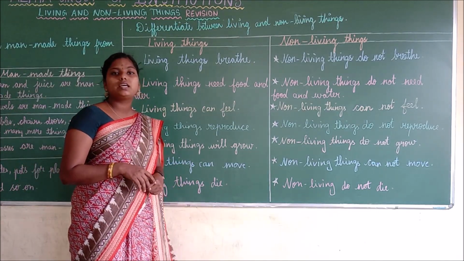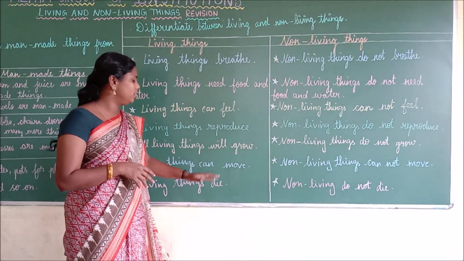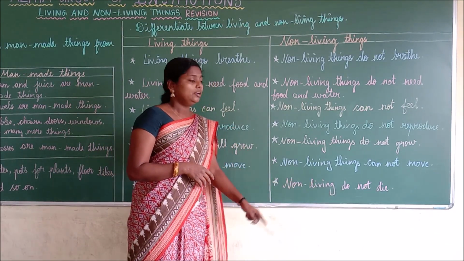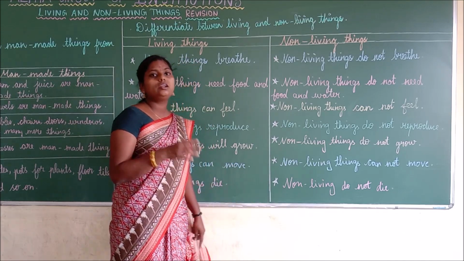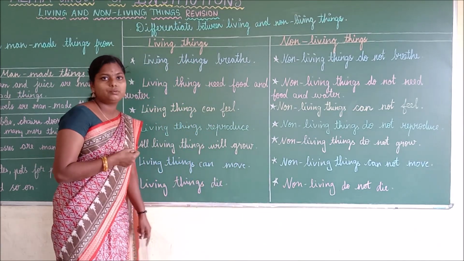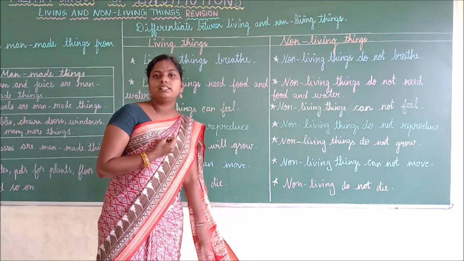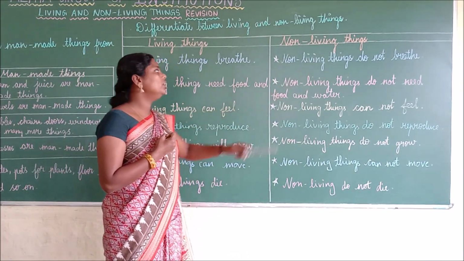So we living things have a lifespan. After it is gone, we will die. But non-living things do not die. So there are 7 differences. Shall we see it once again? The first one, living things will breathe. Non-living things do not breathe.